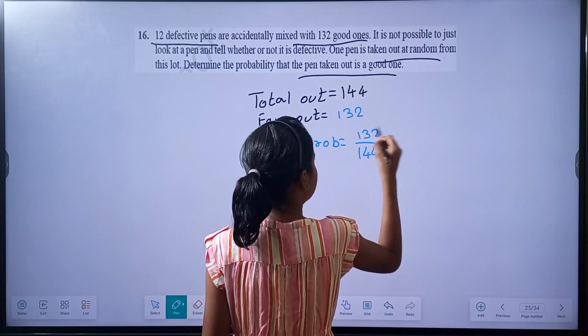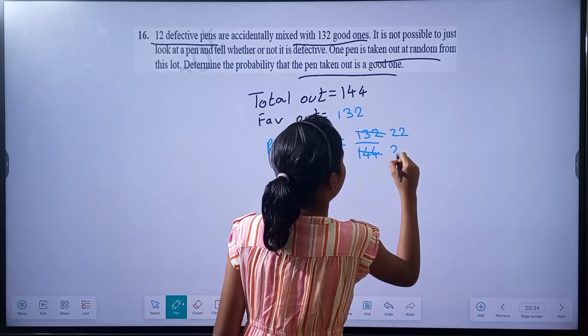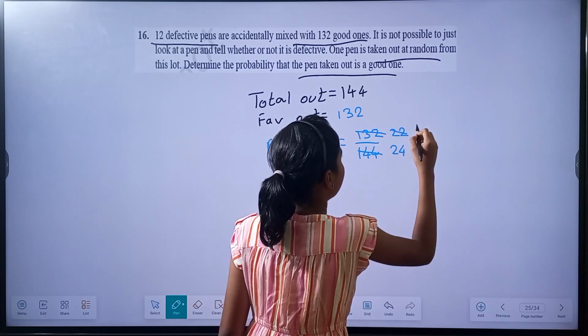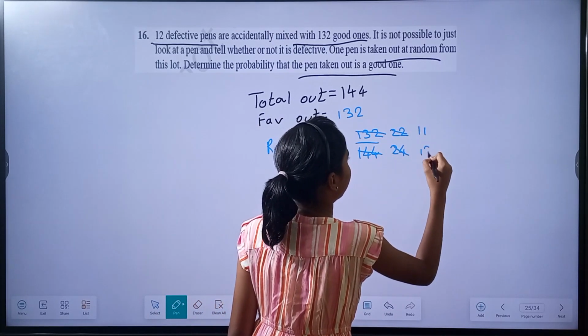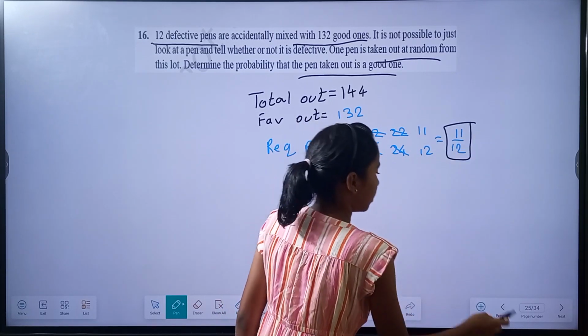And by simplifying this by 6, we have 22 and 24. And again by 2, we have 11 and 12. This is equal to 11 by 12. Okay.